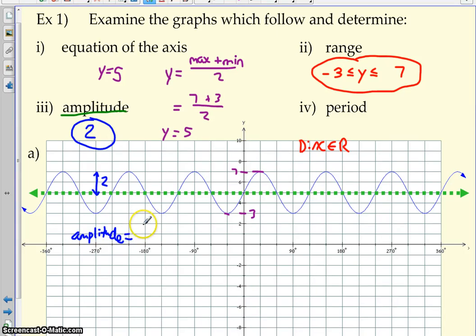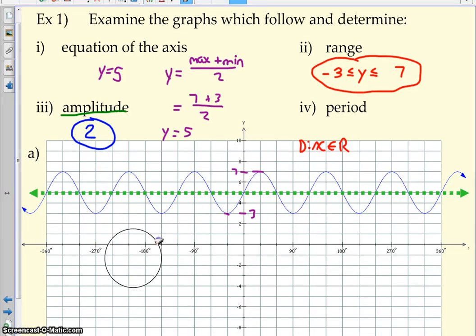So if you go max minus min over 2, it would be 7 minus 3 over 2, which gives you an amplitude of 2. And so again, two ways of getting that one there. Okay, as for the period, let me just clean up this graph here for a bit so we can work with it a little bit easier.